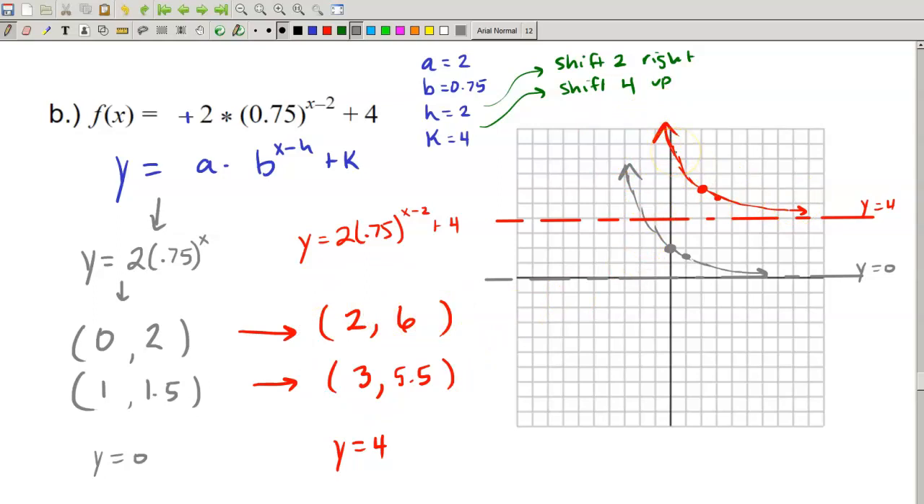Everything is shifted up. The asymptote also changes along with it. To finish off here, the domain is all reals, of course, and the range is now y is greater than 4, since the asymptote is now 4. And so there's my graph.